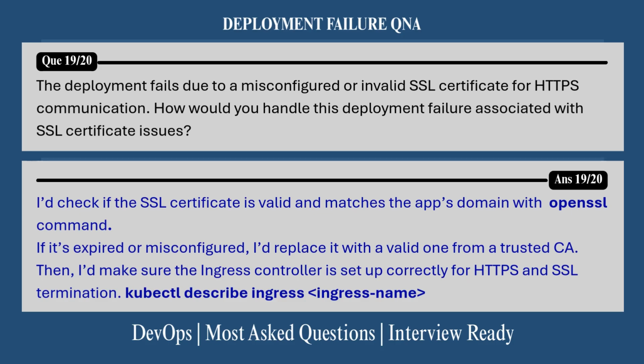I would check the SSL certificate is valid and matches the app's domain with the OpenSSL command. If it's expired or misconfigured, I would replace it with a valid one from the trusted CA. Then I would make sure the ingress controller is set up correctly for HTTPS and SSL termination. Maybe I can use a command kubectl describe ingress name.